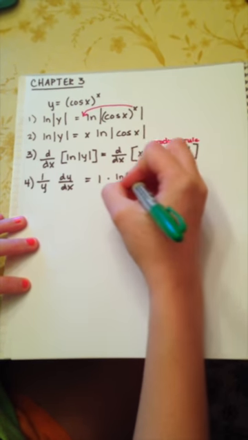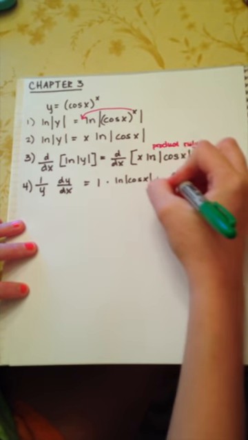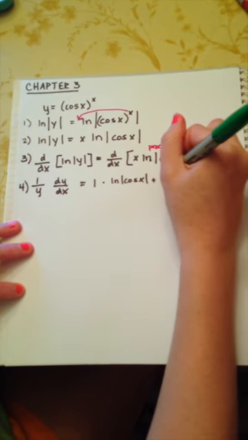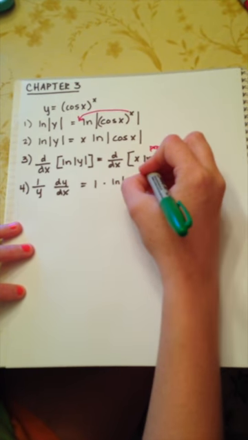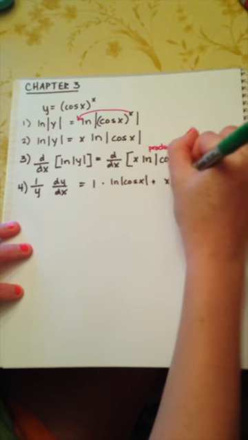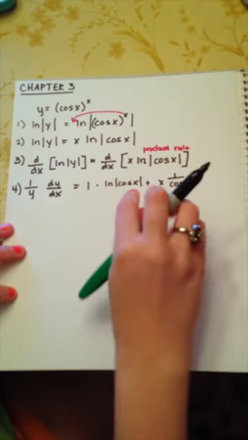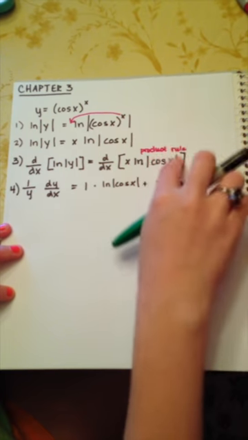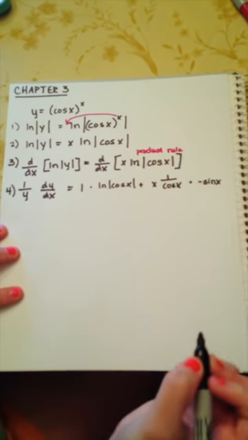So we have natural log of cosine x, plus the first one, so x, and now the derivative of the second. Natural log cosine of x, the derivative of that is just going to be 1 over cosine of x, times, we can't forget our chain rule, we have to do the derivative of the inside of this, which is going to be negative sine of x.